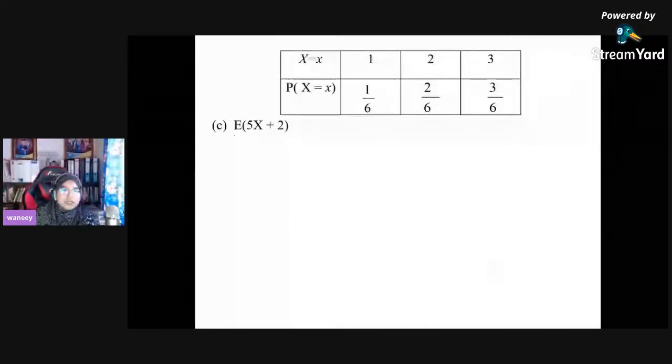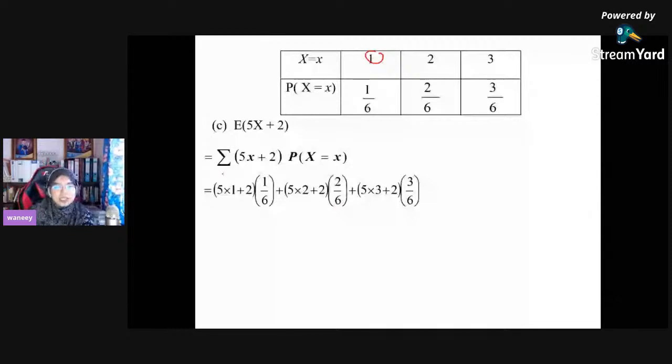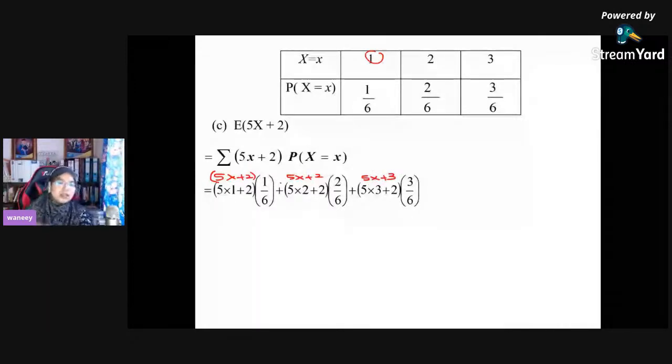the expectation of 5x plus 2. So every time you see the x here, we can actually multiply them by 5 and then add 2 before we multiply with the probability. So we are going to get 5 times 1 plus 2 multiplied with 1 over 6, plus 5 times 2 plus 2 times 2 over 6, plus 5 times 3 plus 2 multiplied with 3 over 6. So this is simply 5x plus 2, this one is also 5x plus 2, and this is also 5x plus 2. I simply change the x to 1, 2 and 3.